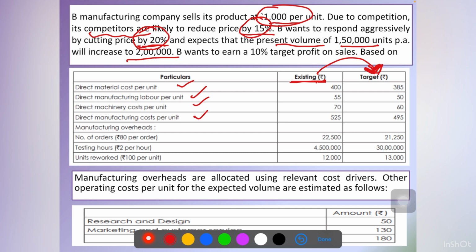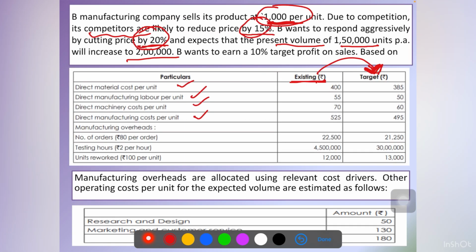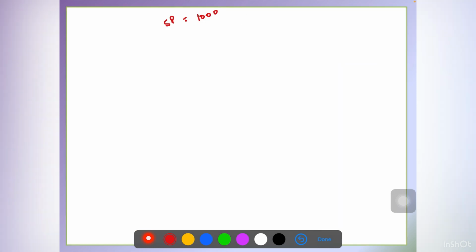Very first thing that is required is what? The selling price. What is the selling price? It is 1000 per unit. Okay, so I'm writing over here selling price, that is 1000 per unit. It is given, right? Further, what is given in the question? The company wants to reduce the selling price by 20%. Now, if I reduce the selling price by 20%, what will be my selling price now? 800.